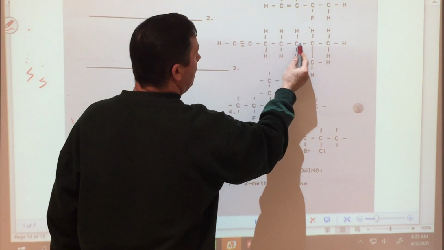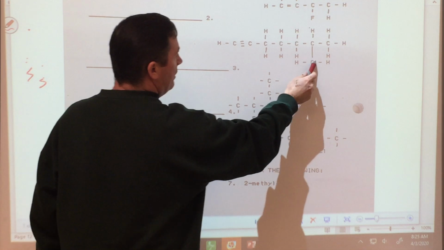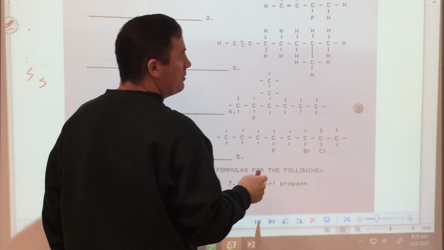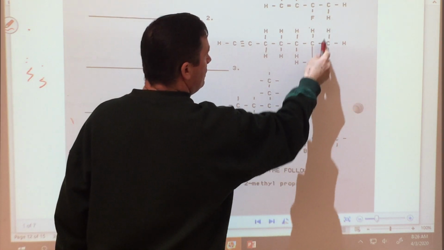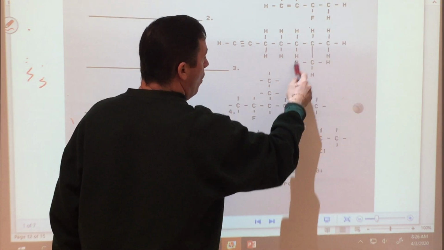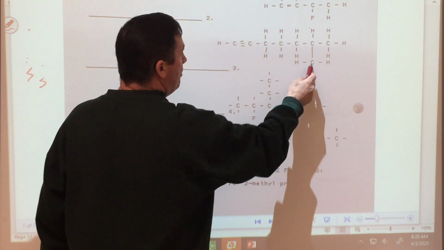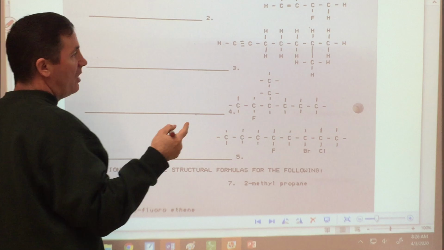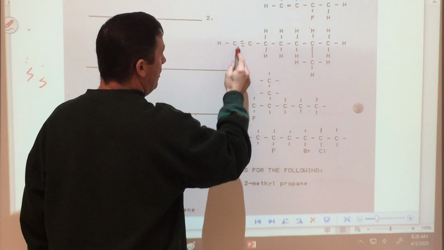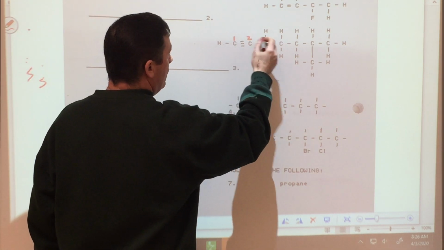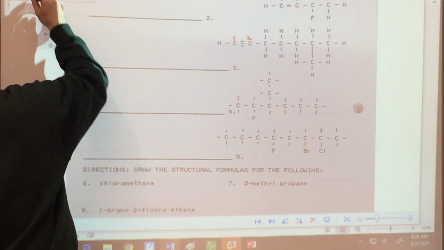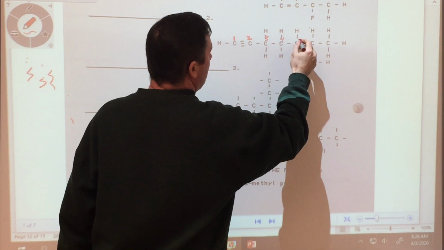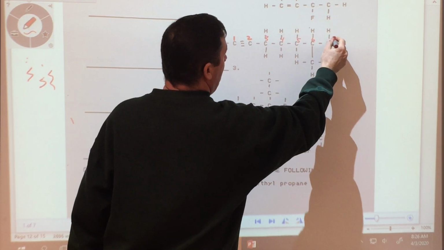1, 2, 3, 4, 5, 6, 7. Oh, I've got another one here. I could go 1, 2, 3, 4, 5, 6, 7. It doesn't really matter, because if you want to call this the substituent group or this the substituent group, both of them are coming off of that carbon. How do I start my numbering? Well, here's a triple bond, so I have to start over here. 2, 3, 4, 5, 6, and 7.